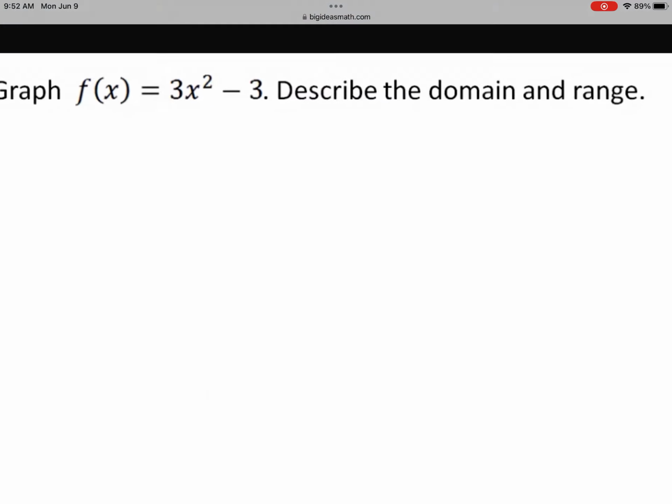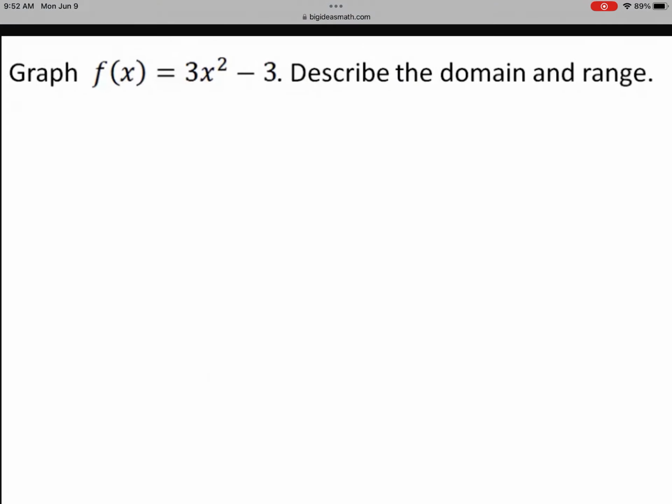Graph f of x equals 3x squared minus 3. Describe the domain and range. Begin by rewriting the quadratic function in intercept form, f of x equals a times the quantity x minus p times the quantity x minus q. To do this, first write the function.